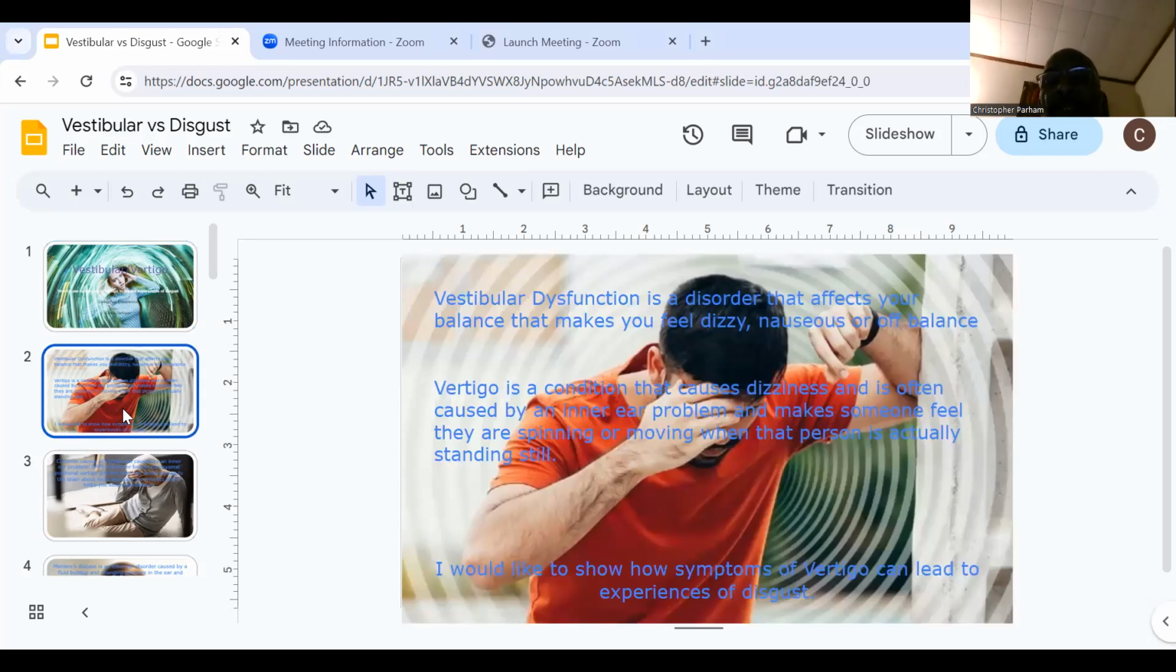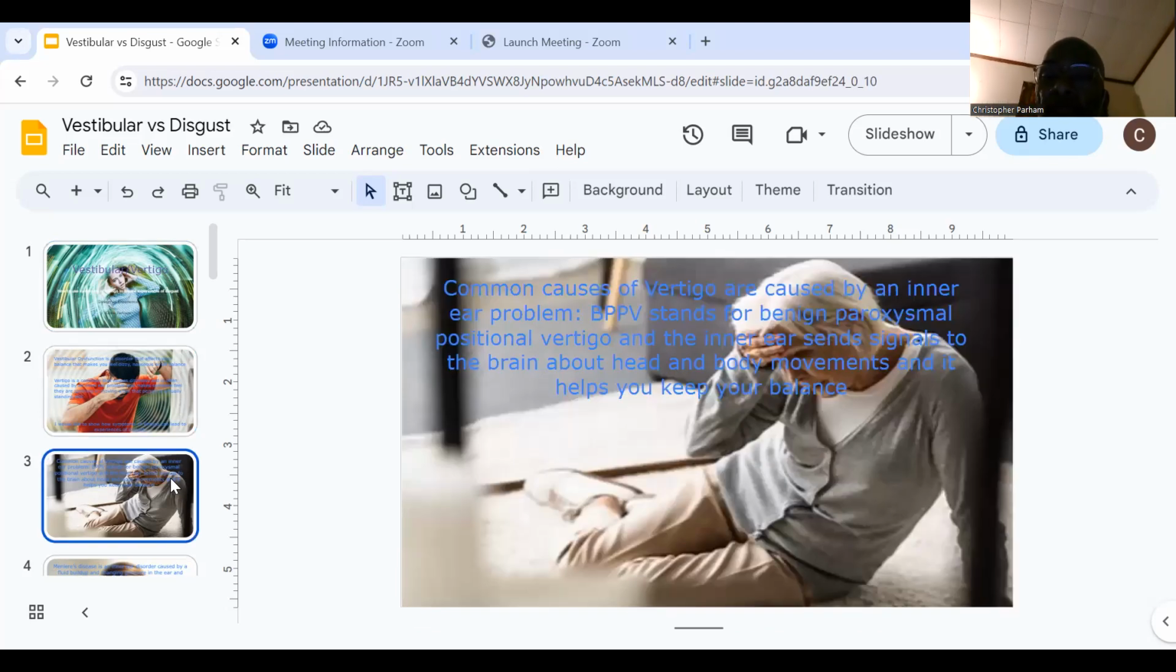Vestibular dysfunction is a disorder that affects your balance and makes you feel dizzy, nauseous, or off balance. Vertigo is a condition that causes dizziness and is often caused by an inner ear problem. It makes someone feel they are spinning or moving when that person is actually standing still. I would like to show how symptoms of vertigo can lead to experiences in disgust.